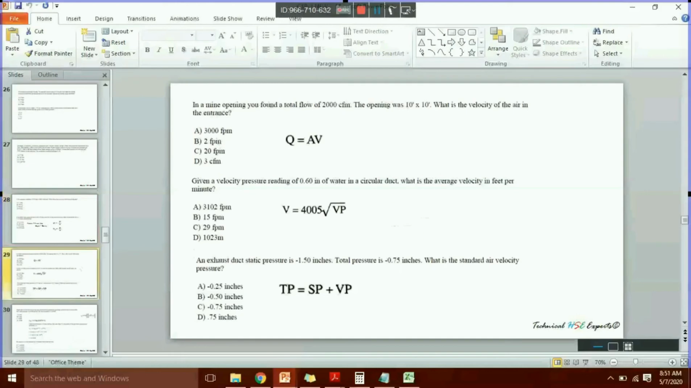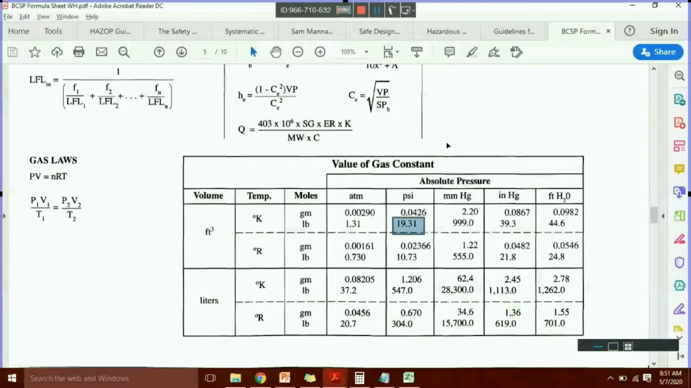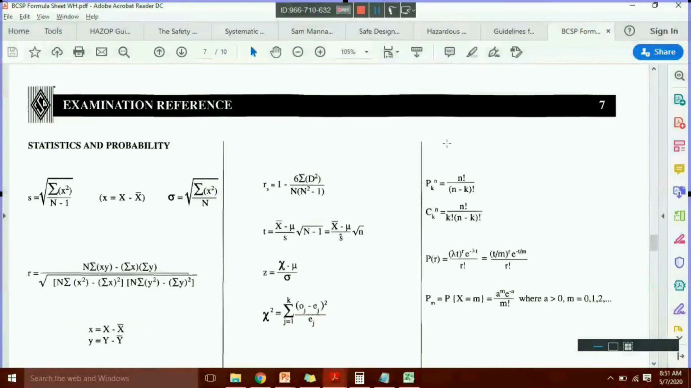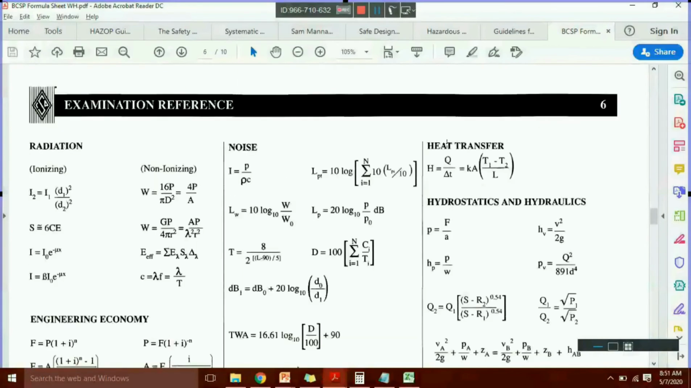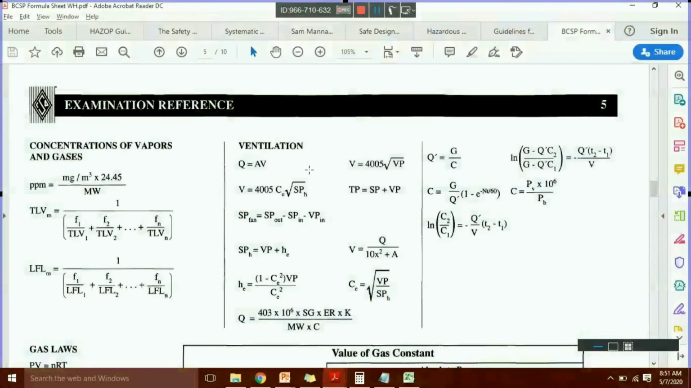So moving on to the concept of ventilation. First we will move on to the formula sheet. Go to the ventilation section. There might be some formulas. Okay, all formulas are related to ventilation. We will see them one by one. First and foremost, an important formula is Q is equal to A into V.